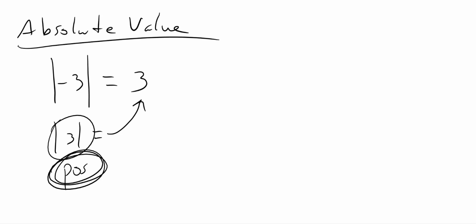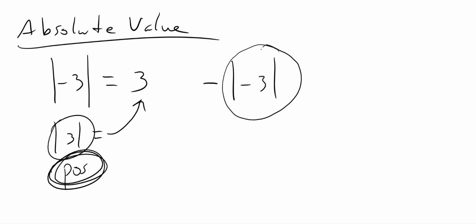Now, something on the outside might make it negative. For example, if I said negative absolute value of -3, what you're going to do is this is going to make it +3. But then you got to deal with this on the outside because that's not part of the absolute value. So my answer for that one is -3. So the absolute value makes it positive, but then you got to do everything on the outside.